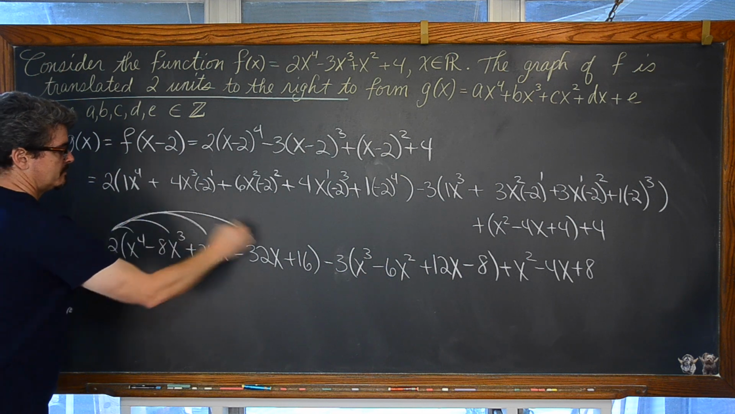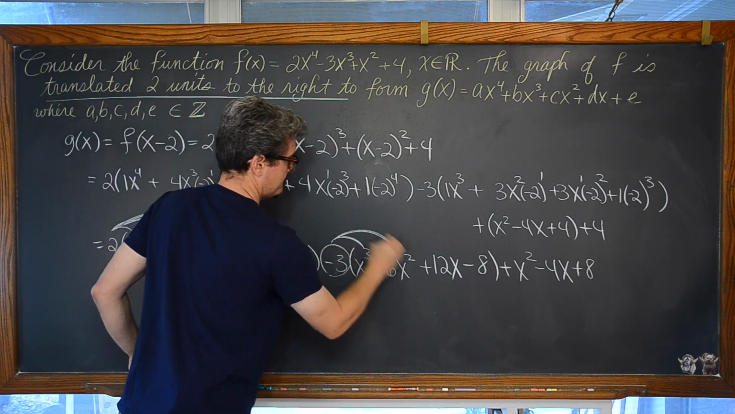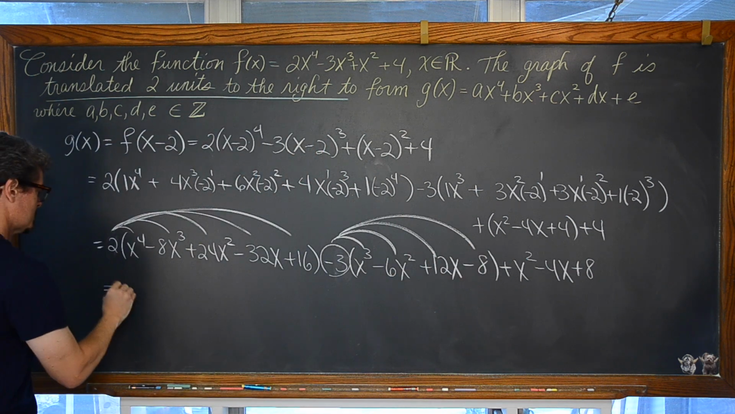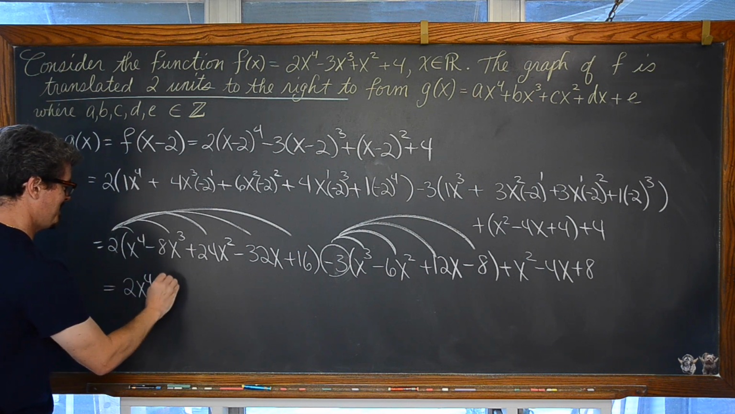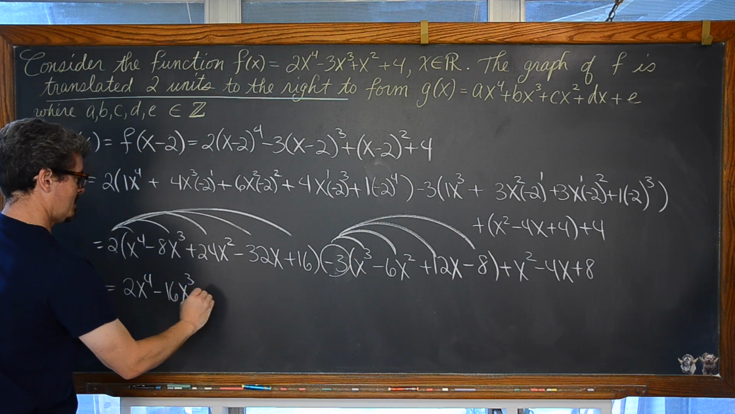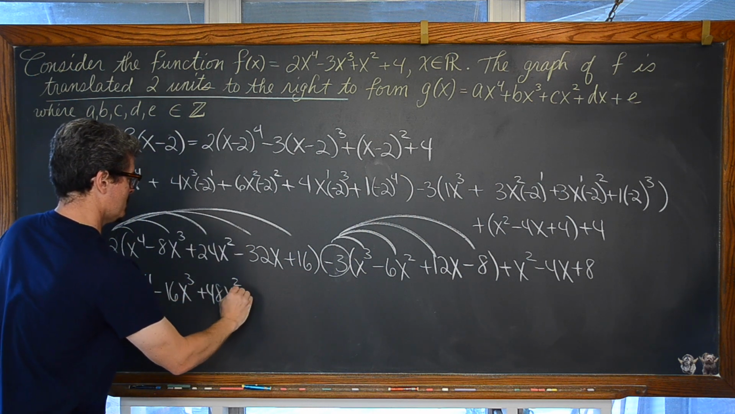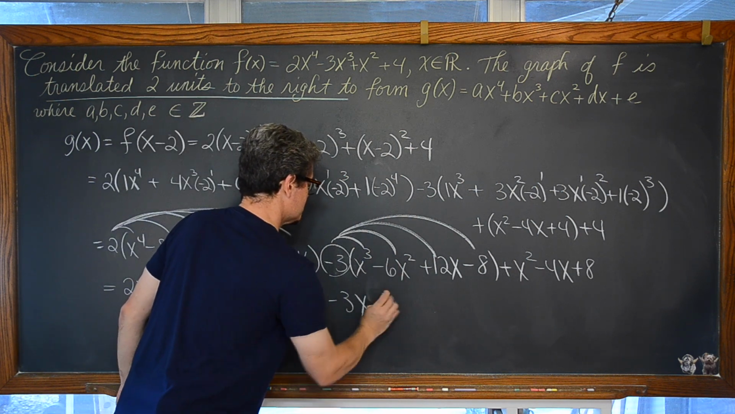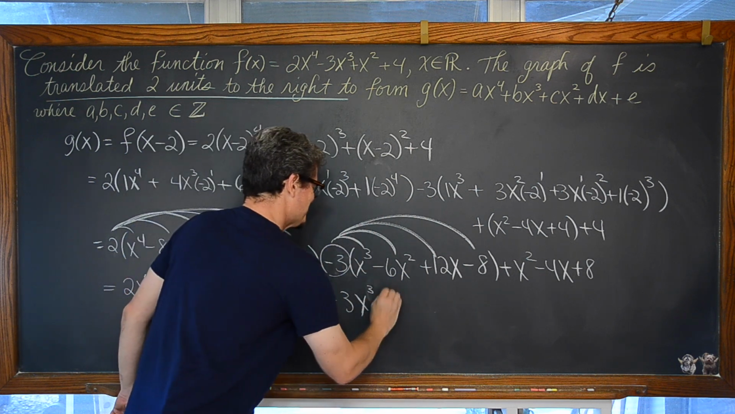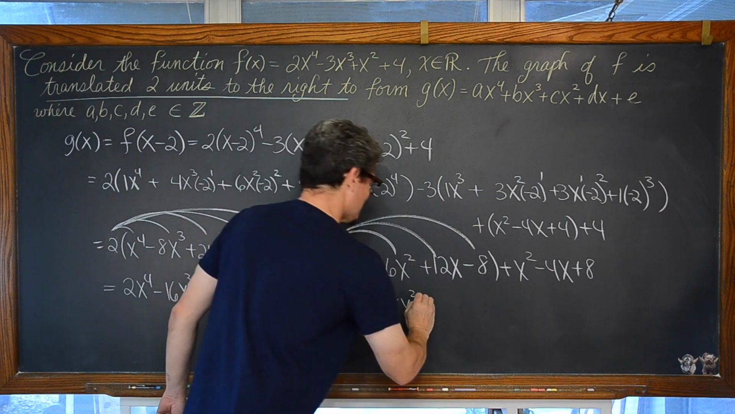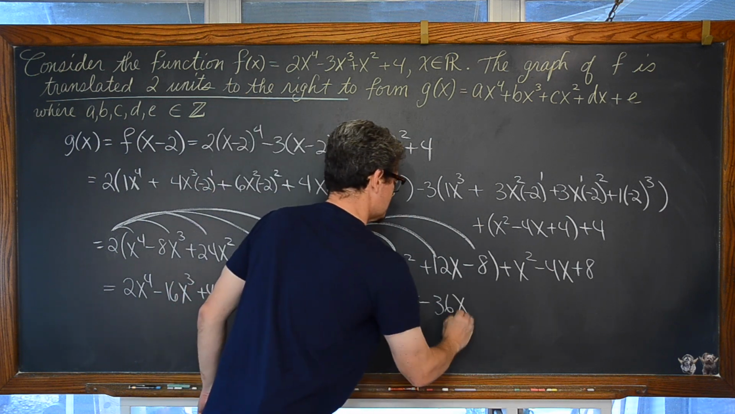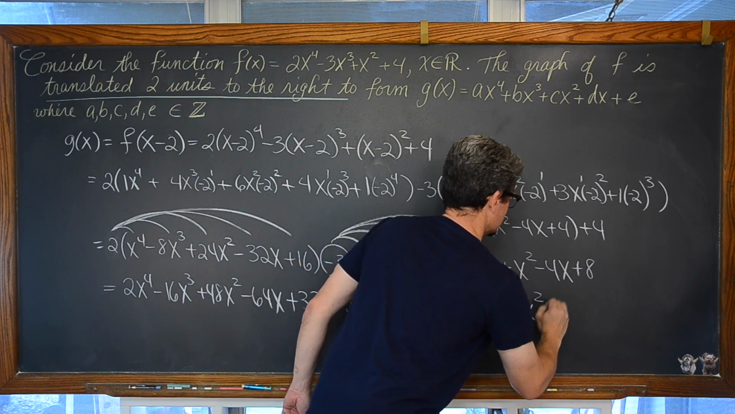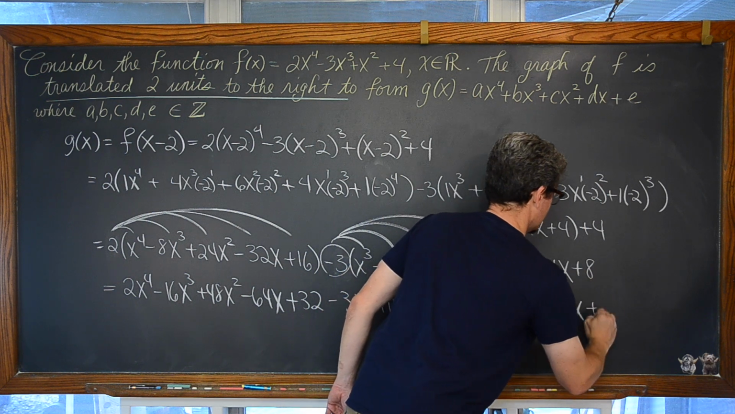Distributing the 2 and the negative 3. Two lines from being done already as I try and step on my green chalkboard. 2x to the 4th minus 16x cubed plus 48x squared minus 64x plus 32 minus 3x cubed. Voice crack, I heard it too. Plus 18x squared minus 36x plus 24 plus x squared minus 4x plus 8.